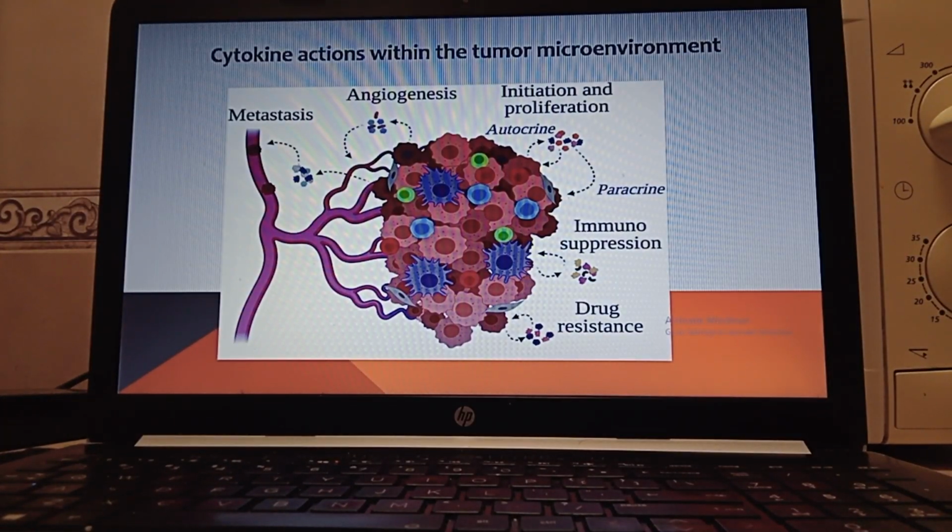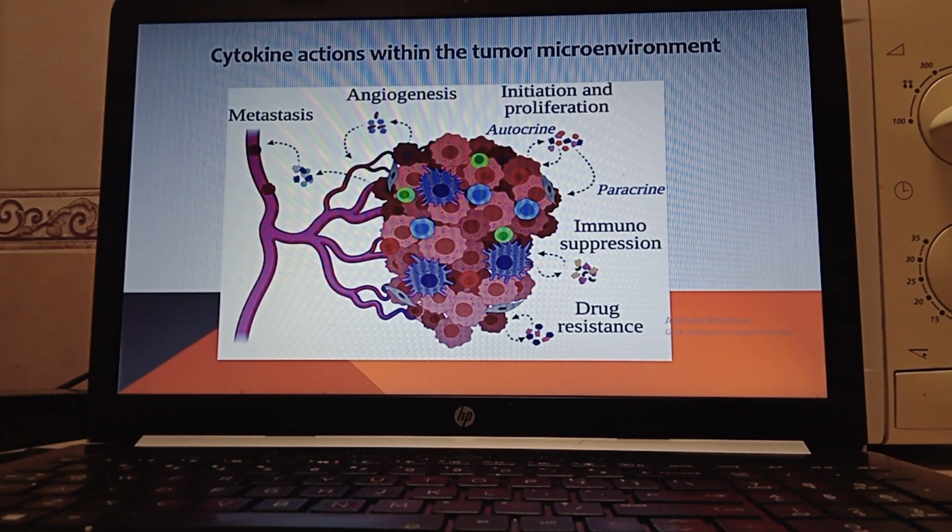Now, this is the role or actions of cytokines within a tumor microenvironment. Within a tumor microenvironment, there are many cell types. There are cancer cells, or we call them tumor cells. There are stromal cells, and there are immune cells. These cells interact with one another, and their interaction is modulated or controlled by cytokines. And these cells themselves also produce or release cytokines.